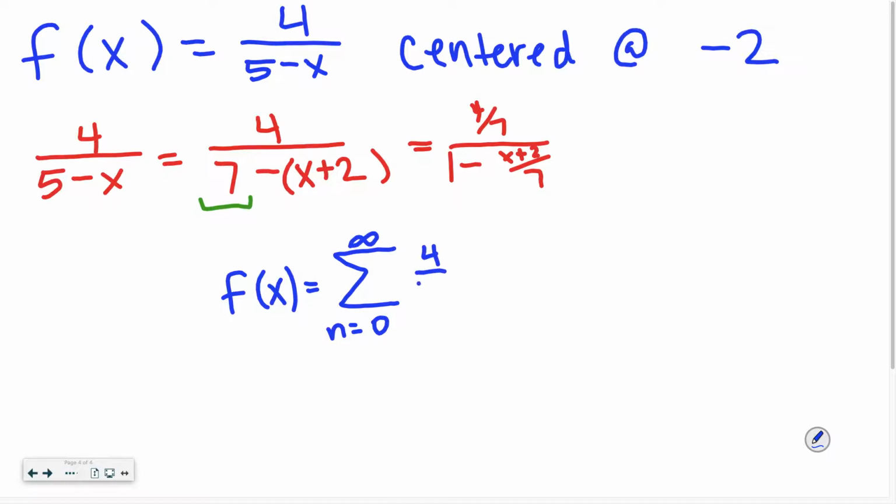Yes. So 4 sevenths, Gabe's least favorite fraction, is our first term. And then (x plus 2) over 7 would be our r value in our geometric series.